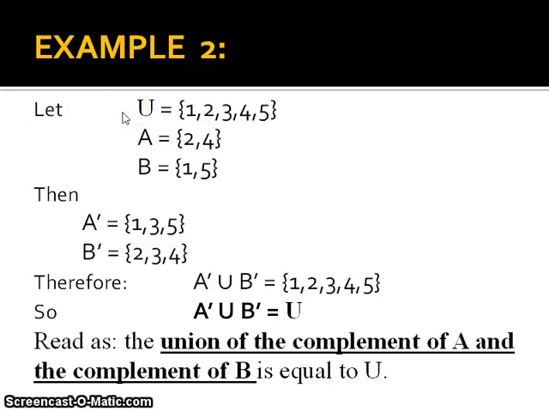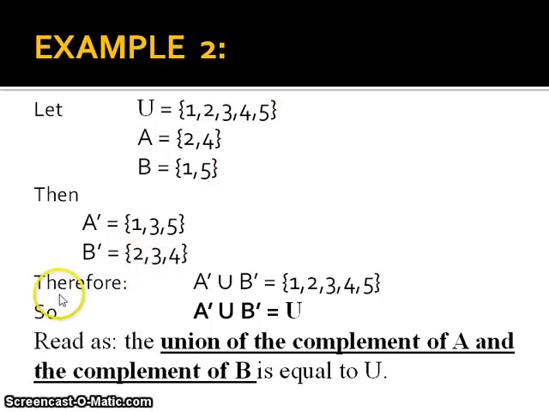We have here a universal set containing 1, 2, 3, 4, and 5, and we have two subsets. We have A having 2 and 4, and B has the elements 1 and 5. So we can say that the complement of A is 1, 3, and 5. Since 2 and 4 are inside A, we can find 1, 3, and 5 outside A. Let's see the complement of B. If B is 1 and 5, the elements outside B but still inside our U are 2, 3, and 4.